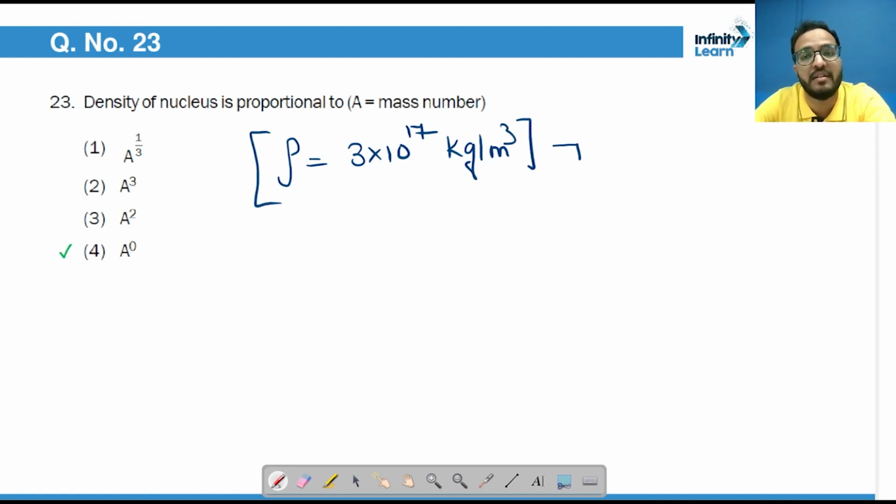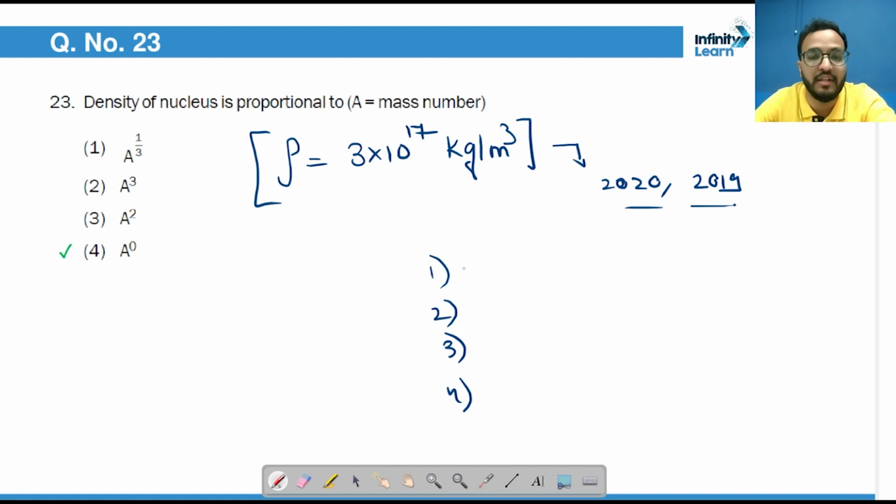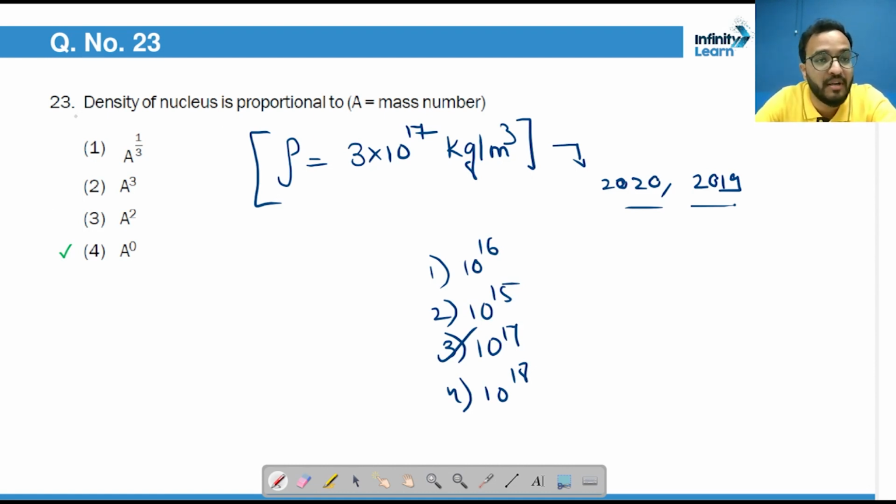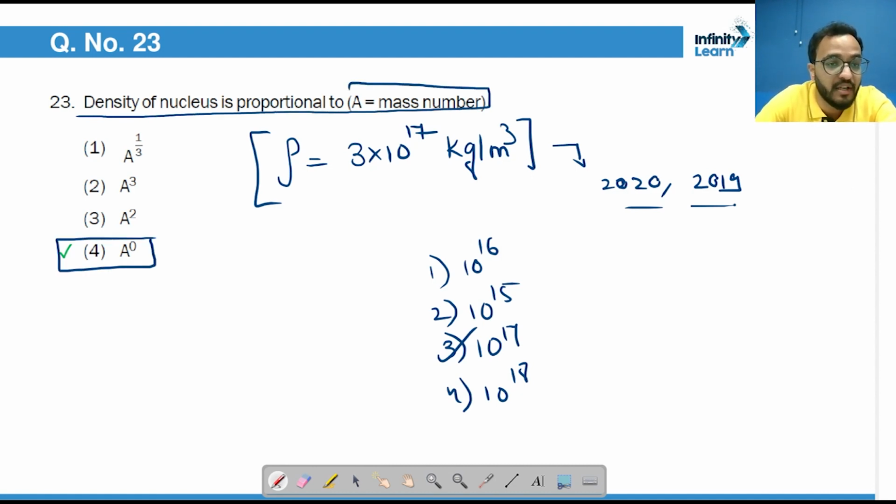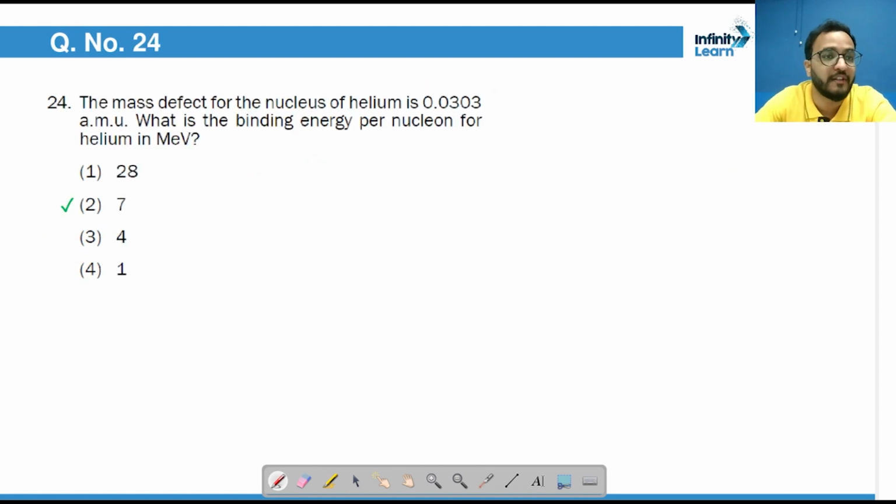It has been asked in the previous 2020 paper or 2019, I can't recall. But this question has been asked where they have given 4 options, and they are asking what is the density of nucleus. They have given options like this. So the third option is correct. So this type of question has also been asked, right? So be prepared. It does not depend upon atomic mass number, as it is constant.